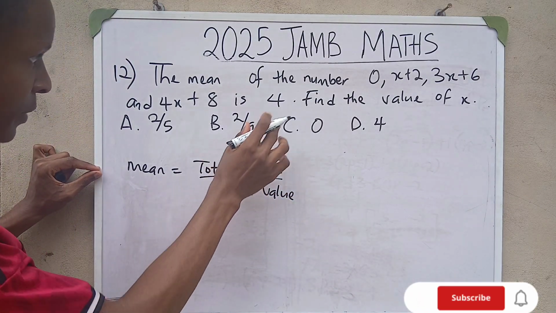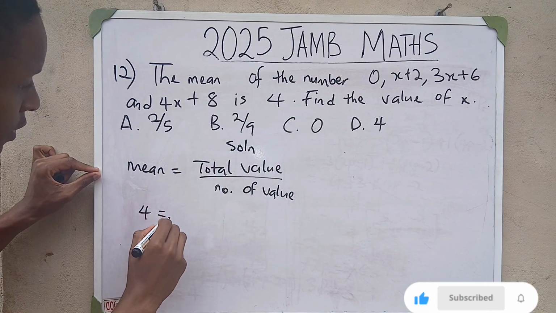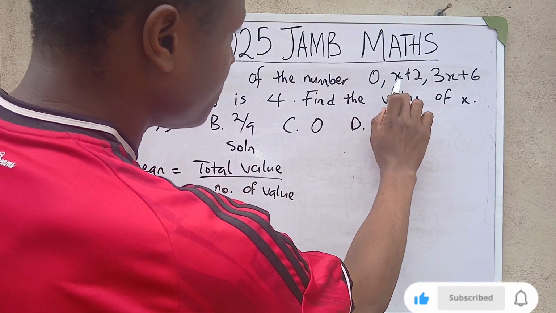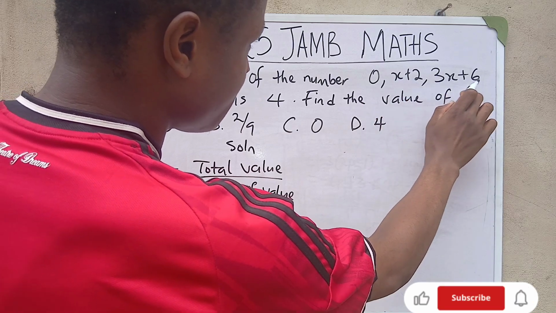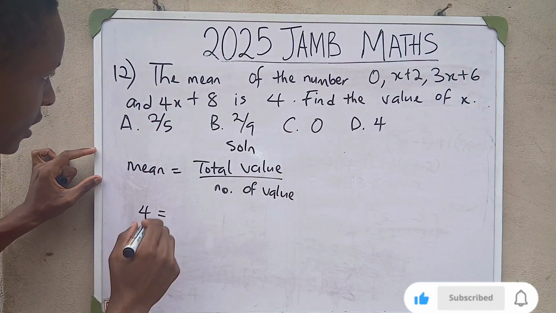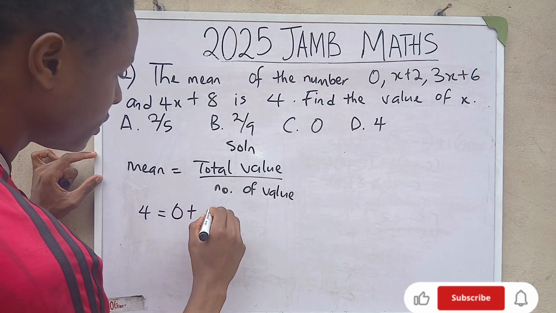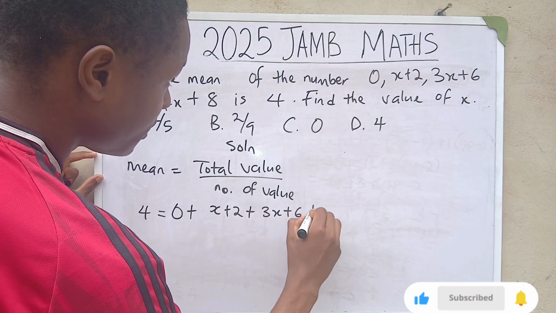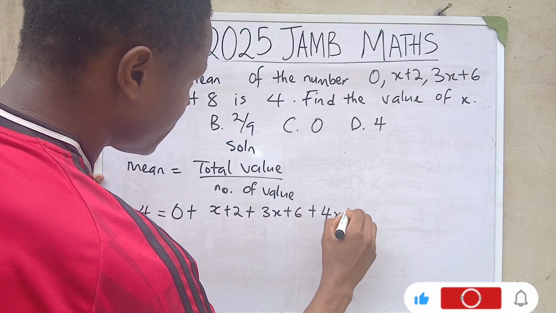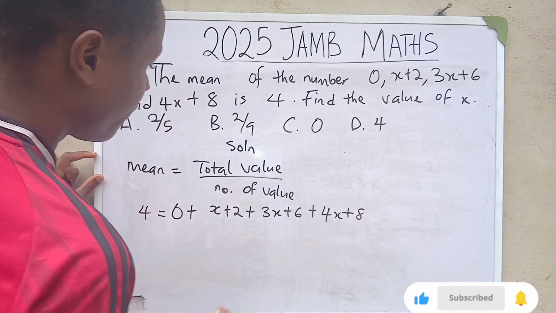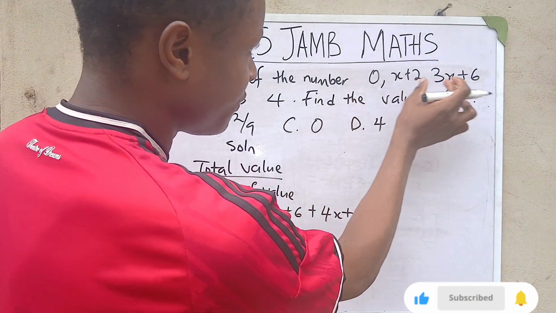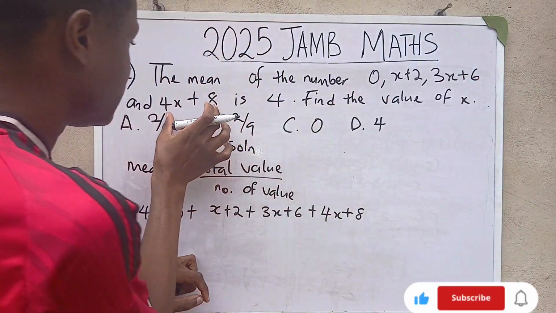So the mean is 4. So the total value is 0 plus x plus 2 plus 3x plus 6 plus 4x plus 8. Now the number of values: this is a single value, this is a single value, this is also a single value, and this is a single value.